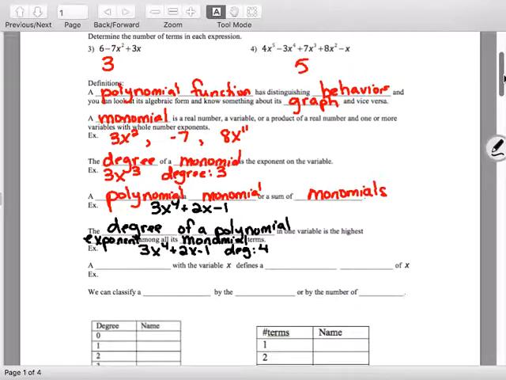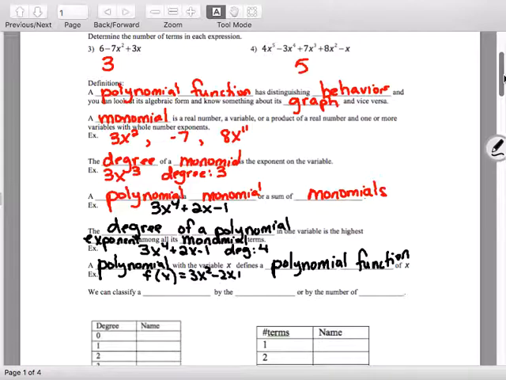A polynomial with the variable x defines a polynomial function of x. So I could make it f of x equals 3x squared minus 2x plus 4. What would be the degree of that polynomial? 2. Okay, the highest exponent you see is 2.